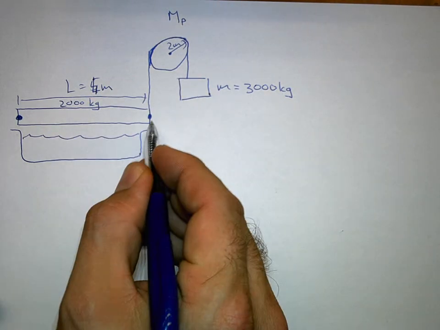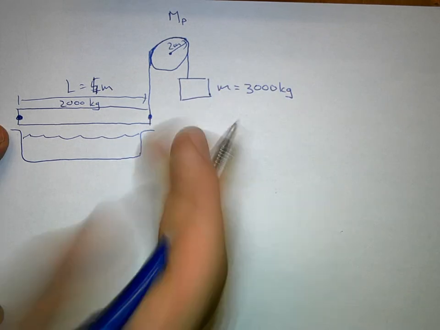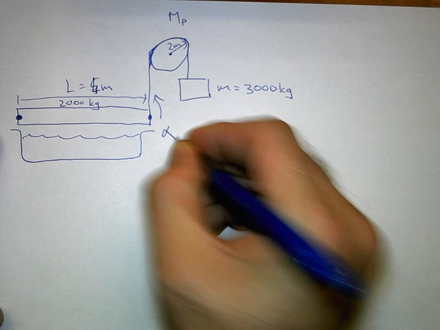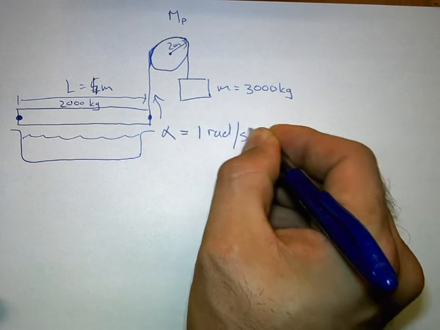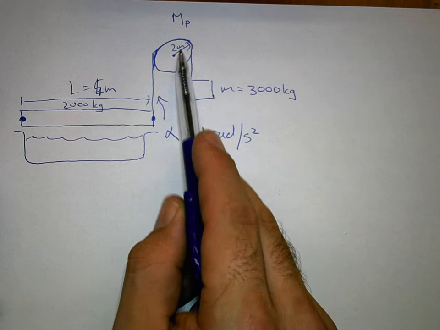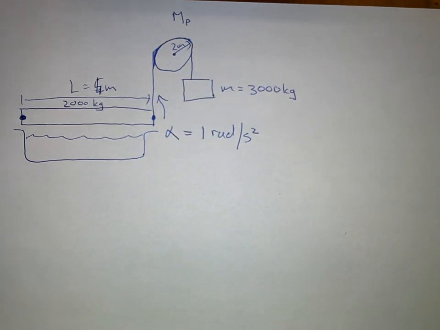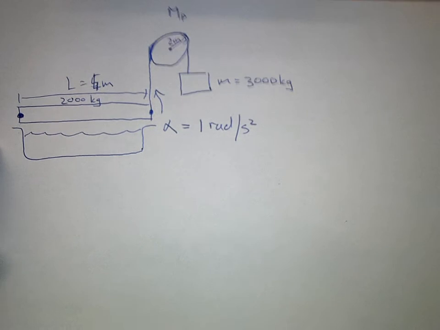And at this instant that we see here, the bridge is starting to rotate, and it's got an angular acceleration equal to 1 radian per second squared. So this is all the information that's given. We don't know the mass of the pulley, and what we are asked to calculate is the magnitude of the tension in the cable between the bridge and the pulley at this instant.